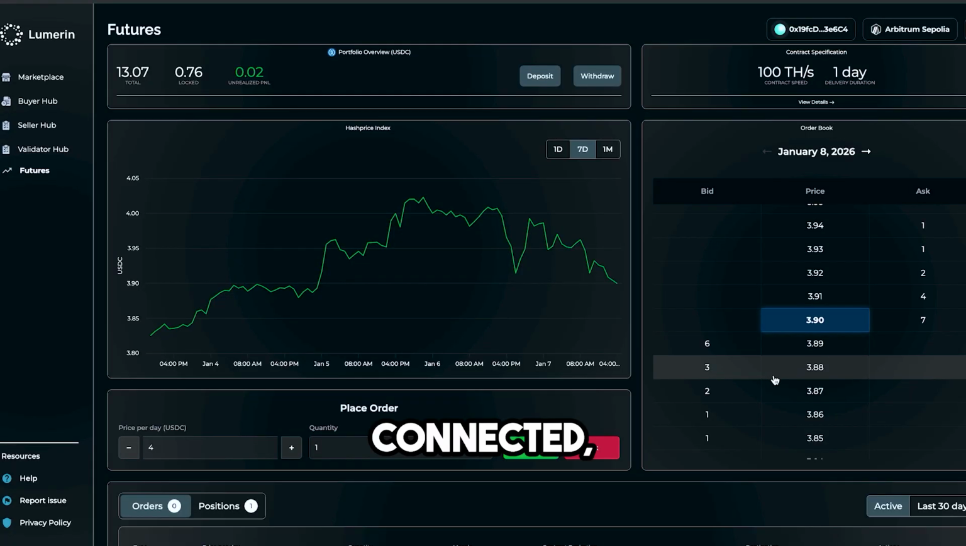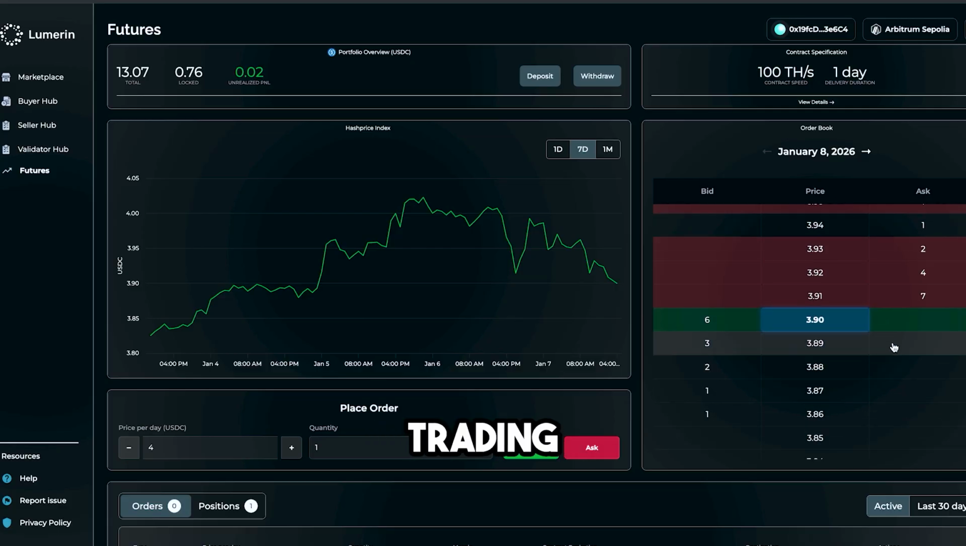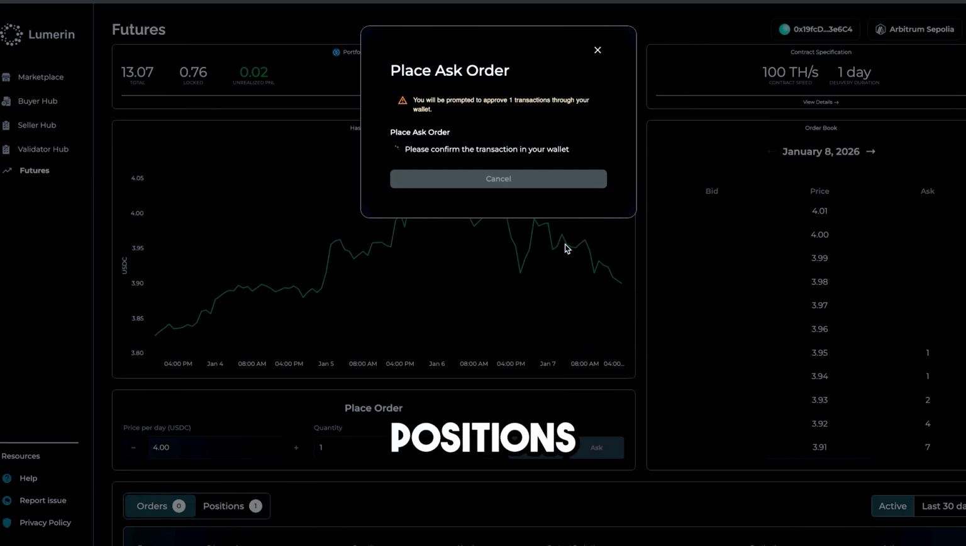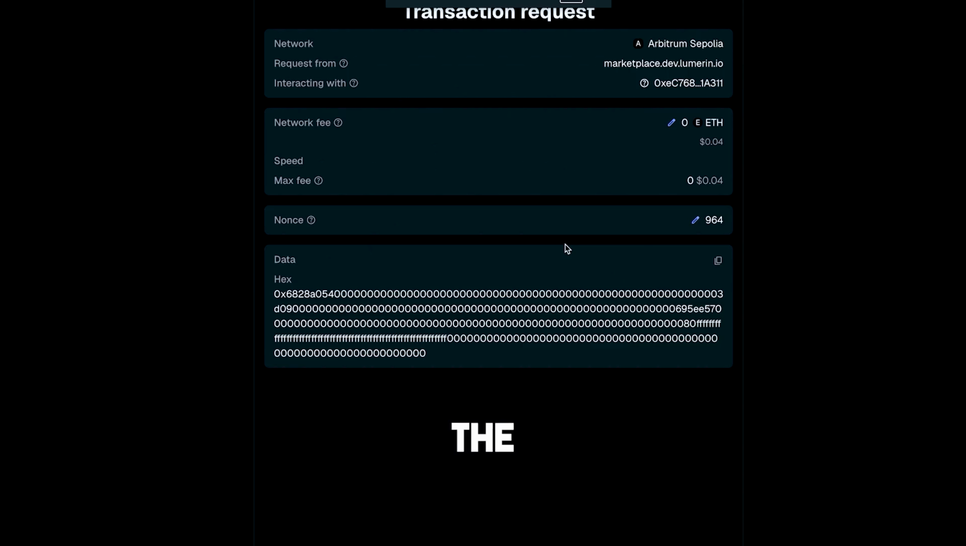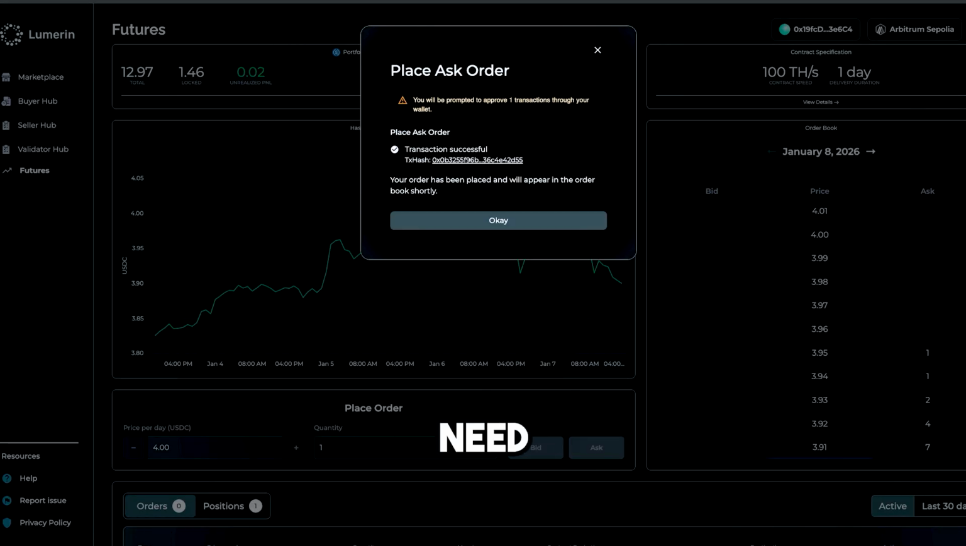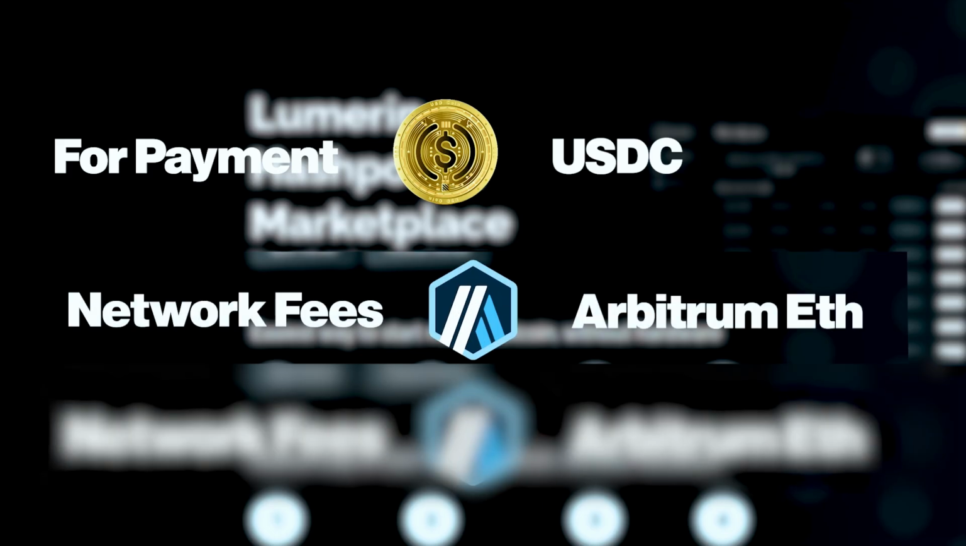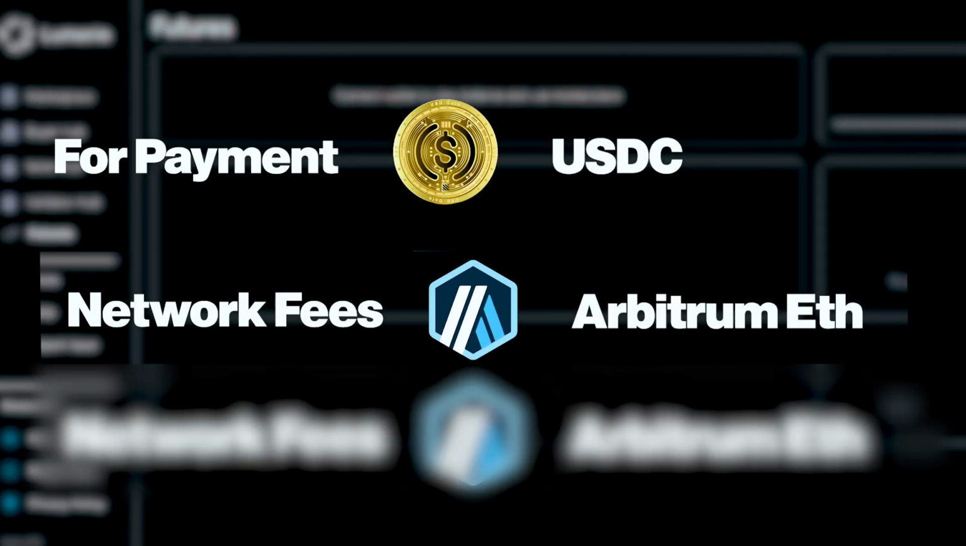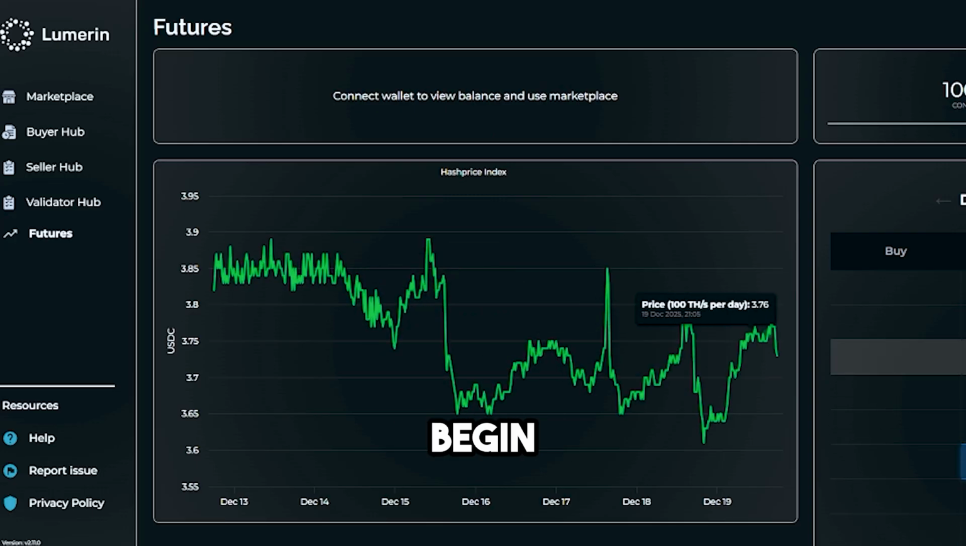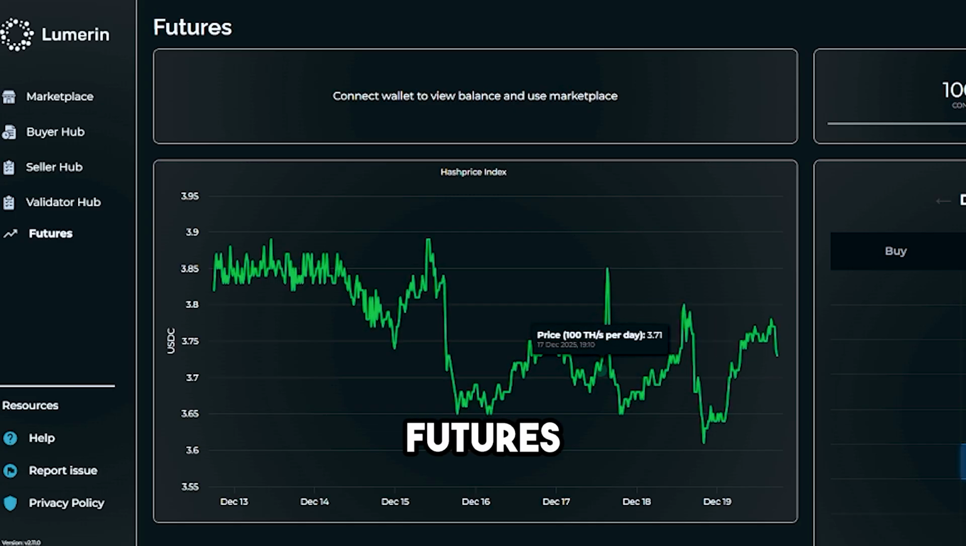Once the wallet is connected, the next step is funding the futures trading account. This balance is used to open positions and settle trades. The funds remain on-chain and under the user's control throughout the process. You'll need USDC for payment and Arbitrum ETH for the network fees. After you fund your account, users can begin trading decentralized Hashpower futures contracts.